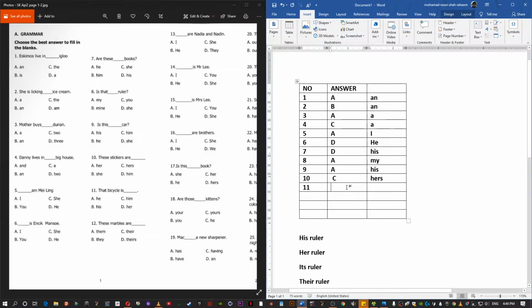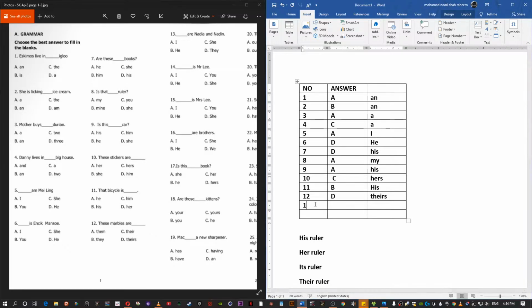Okay, number 11. By that bicycle is? Sama juga. Okay. So choice is B. His. Okay, I hope you got it right. Alright, number 12. These marbles are... Okay, marbles datang dulu, lepas tu baru di belakang. So, them, they are, they are. So, D lah. Okay, they are.